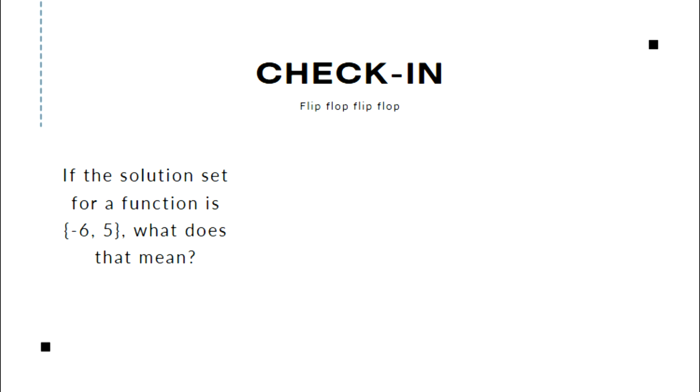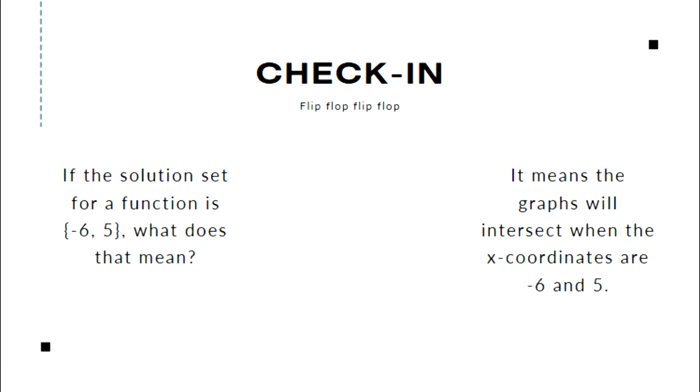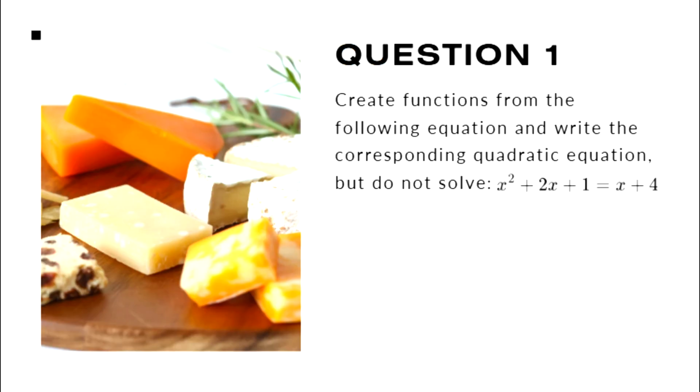Check in. If the solution set for a function is negative 6, 5, what does that mean? Do you know? It means the graphs will intersect when the x coordinates are negative 6 and 5. Your turn.